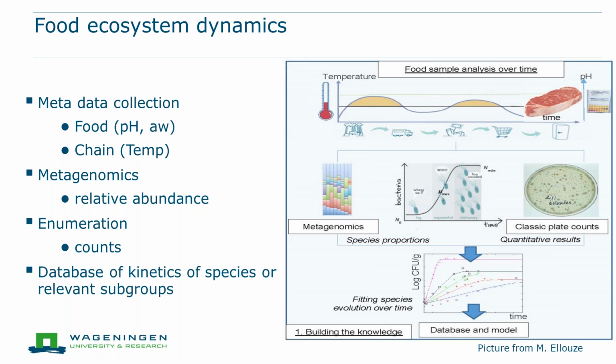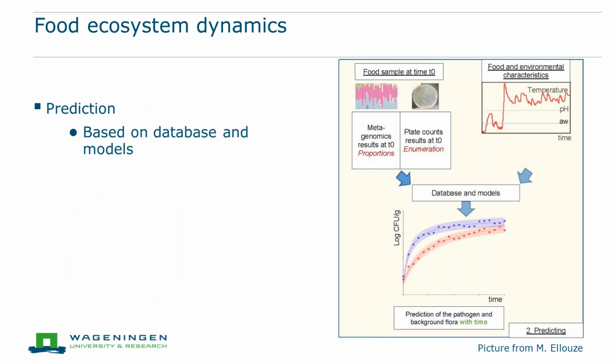And then this allows us to model the dominant species linked to the food characteristics. And then this information is stored in databases. And then the next step is the prediction. So in the next step, we want to use the information to predict the kinetics of the species in new samples. So when a new sample is taken and a microbial composition is determined in that sample, then a database and the models can be used to predict the population dynamics over time based on the food characteristics.